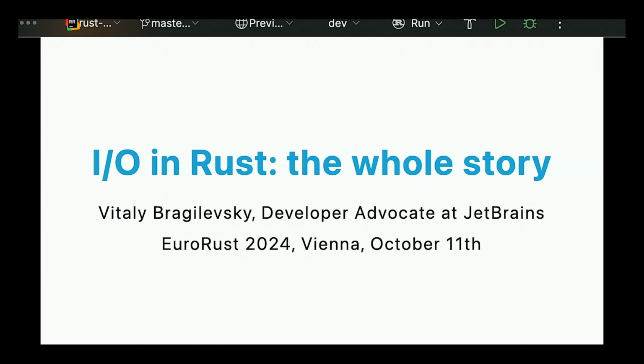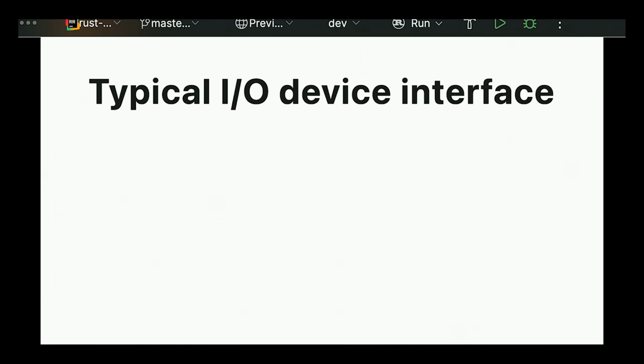But my goal is to start with very low-level stuff, and I'll start with devices, so we can have a lot of very different I/O devices. And we saw just one great example of SD card at the talk of Jonathan Pallant a little bit earlier today. But in general, there is something common with all I/O devices. So if you look at the typical interface, you will have something like this.